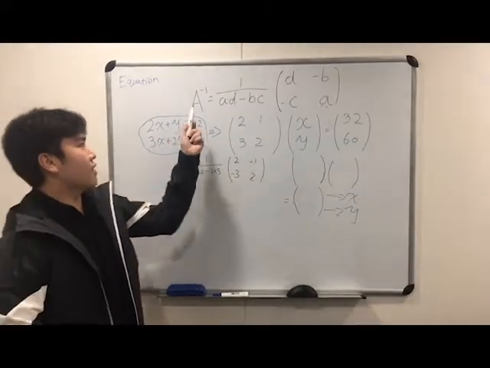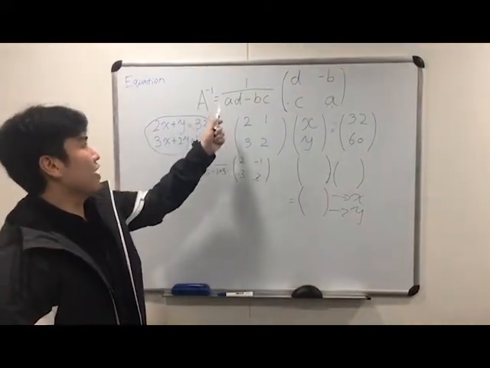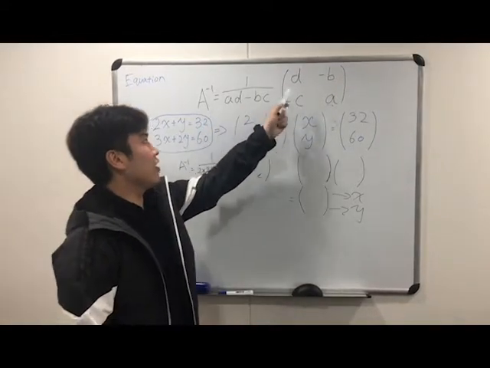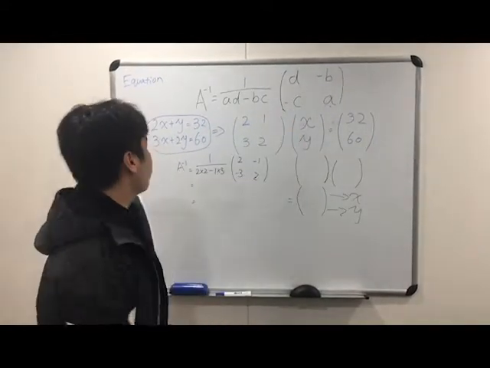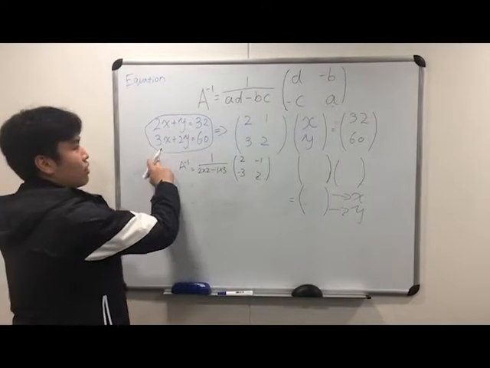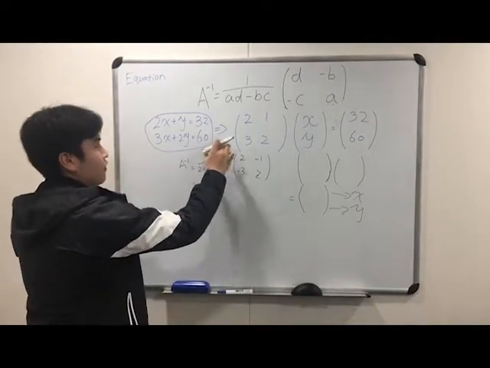This is the inverse matrix. It is 1 over AD minus BC times D, negative B, negative C, and A. To solve this equation, we have to rewrite this whole equation in the form of matrices.